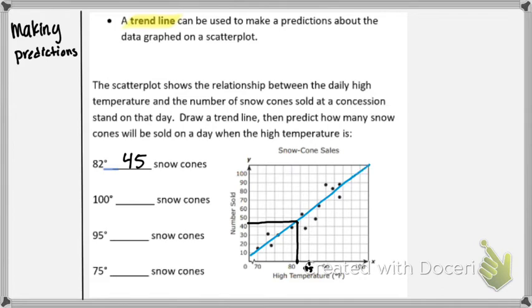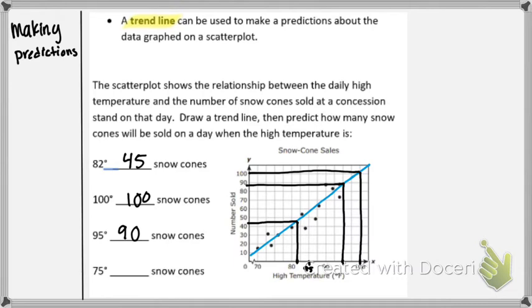If we look at 100 degrees, so if we make a prediction at 100 degrees, it's going to be right here, right? We go all the way up to the trend line. We can say that we're going to sell a little bit over 100, so I'm just going to go ahead and put 100 snow cones. Okay. At 95, 95 would be right in the middle between a 90 and 100. So right here. And then a little less than 90, but we can go ahead and make it 90. Okay, 90 snow cones. See, all of this is just predictions, right? You want to get to the closest one.